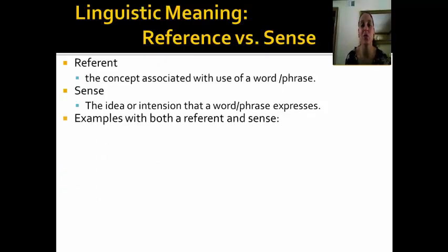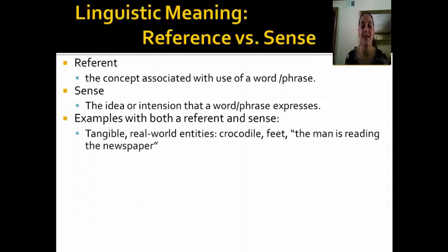So let me give you an example of words that have both a referent and a sense. So tangible real-world entities such as a crocodile, right? If I say crocodile, everybody has a similar referent that goes with that, a similar picture that pops up in their head. Same with feet, same with the man is reading the newspaper. We even have imagined entities such as a unicorn or a fairy.